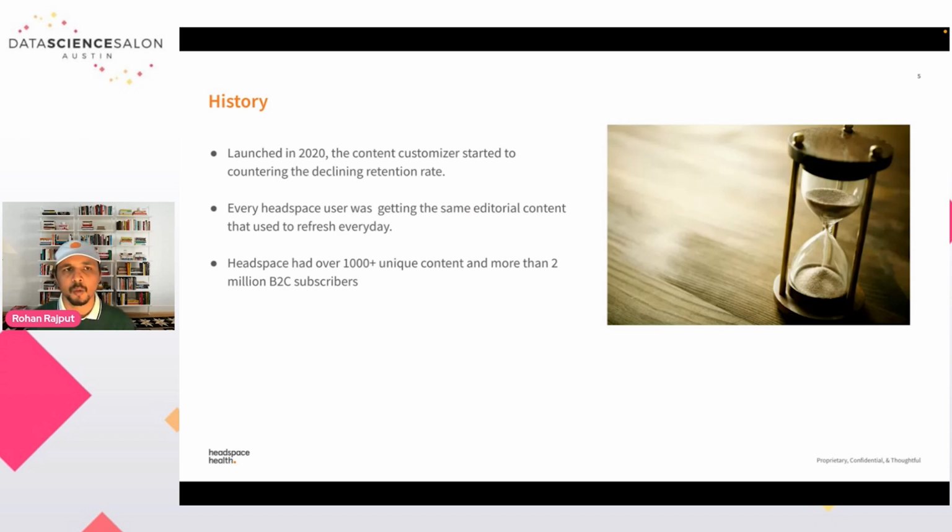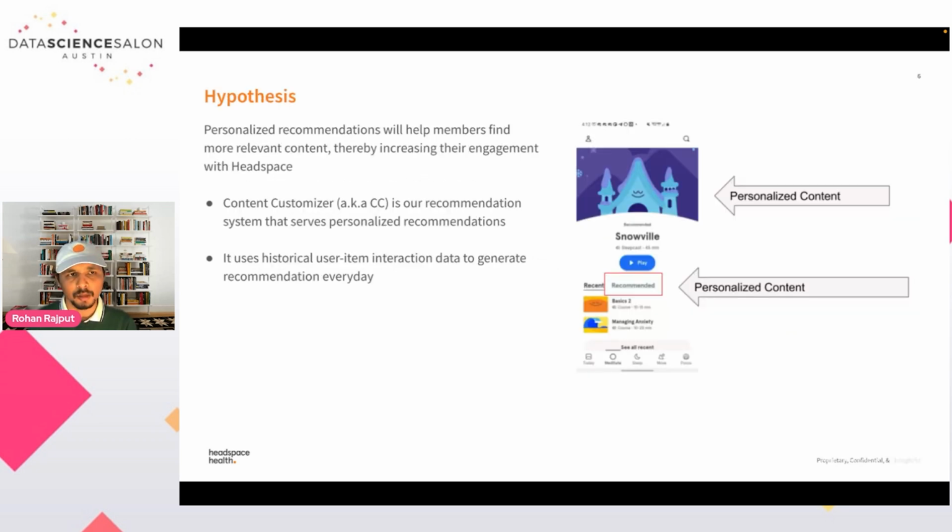So a little bit of history about why we want to do personalization of our app. We launched this project called Content Customizer in 2020 to counter the declining retention rate. Basically, what was happening was that our entire user base was getting the same editorial content, and we have over 1,000 contents that have to be served to over 2 million B2B subscribers. It is very difficult to give our users all the content at the same time because of the limited UI space we have. So the hypothesis behind the project was: if we can provide personalized content to our users, that will lead to higher engagement.